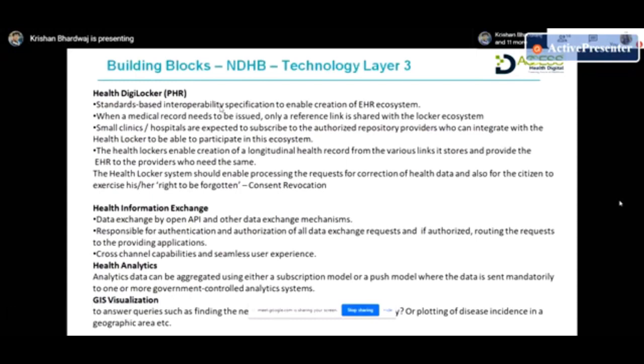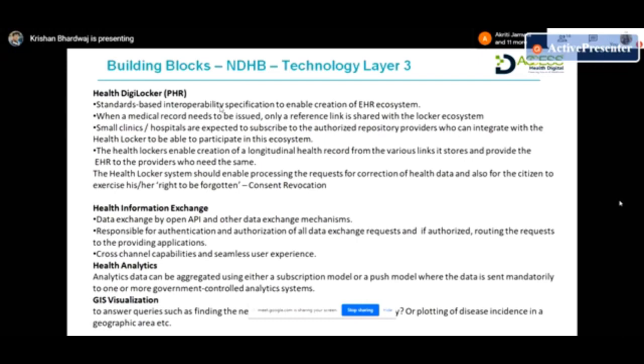Then small clinics or hospitals can subscribe to the authorized providers who can integrate with Health Locker to be able to participate in this ecosystem. Now, our SCA members are already working on this design. Unimagnet is already working on that. So small clinics or hospitals can implement some technical control, like they have done a pusher control. They can subscribe to some authorized repository providers where patient PHR repositories can be created, and they can store the medical images and other clinical records of the patient in those repositories.